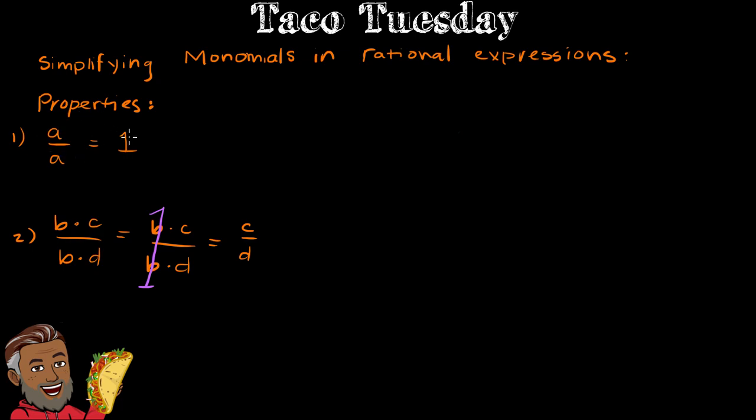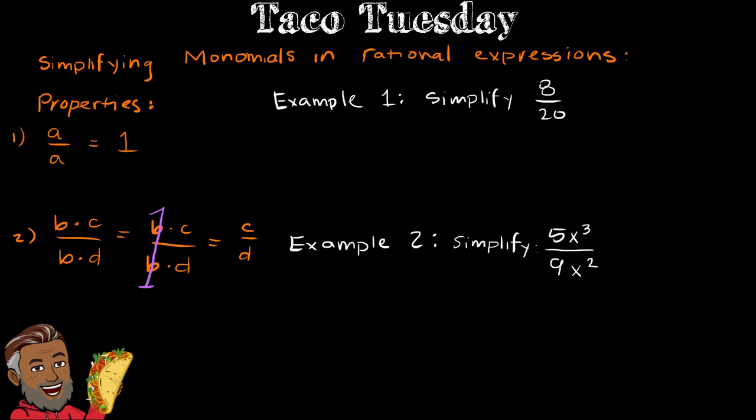So this right here is the property of identities. Any number over itself equals 1. And this over here is what I'm going to call our simplifying property. Any number over itself is equal to 1. So it's just breaking it down to how it's going to look. All right, so let's see our first example.